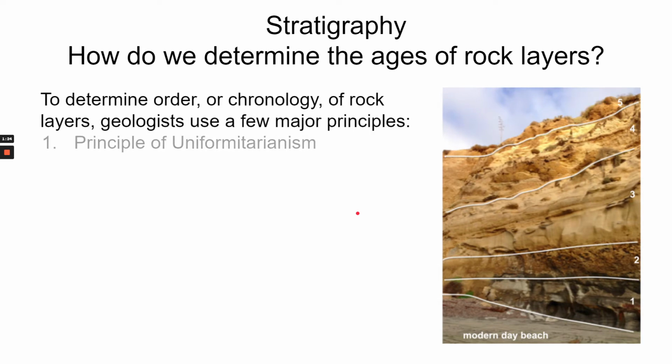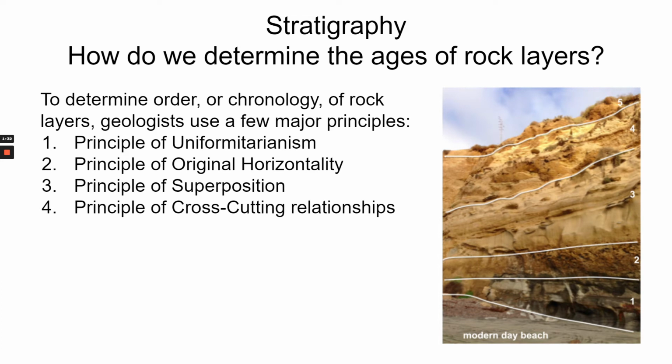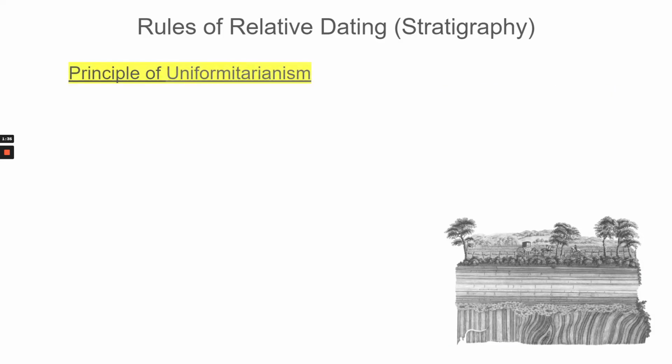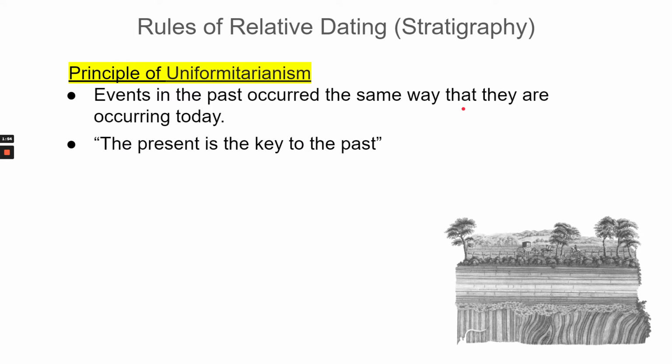So we have 4 principles that we're going to talk about today. And we'll go through each of these individually. We're going to start with the principle of uniformitarianism. It sounds like a lot, but here the word uniform means the same. So what this tells us is that events in the past occurred the same way that they are occurring today. Most of this lesson is actually fairly straightforward. It's just that there's a lot of words we have to know.